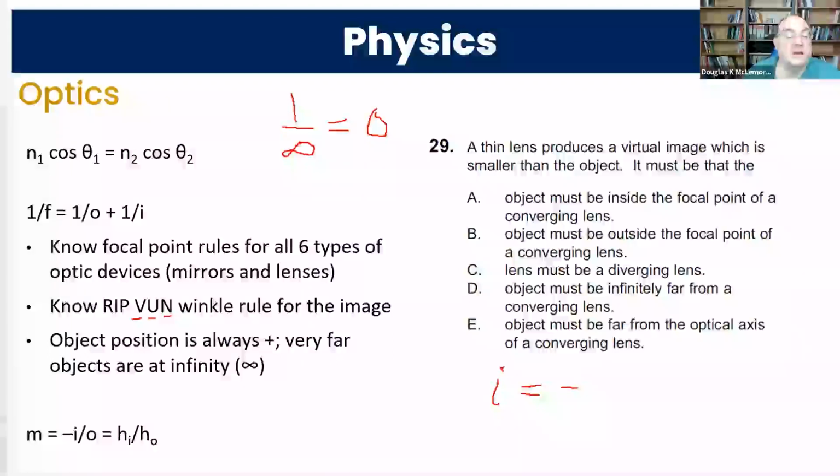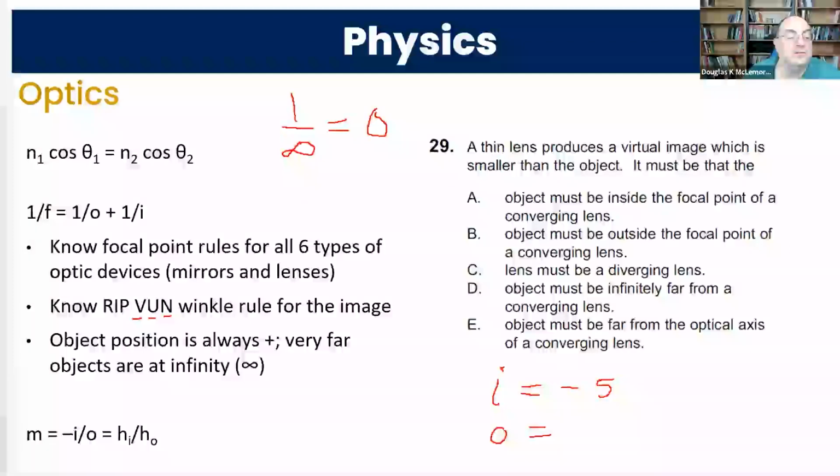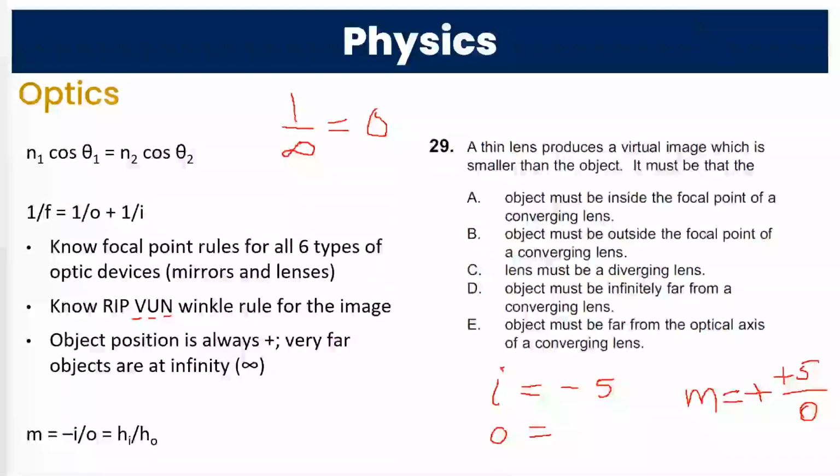So here's where I start just picking numbers. Let's say I've got a -5 for my image. What then could be my O? They're telling us it's a virtual image, which also tells us it's upright, which means my magnification needs to be positive. That's going to happen if I've got -5 over O. So what could be a possible value for my object to make that magnification less than 1? 10. Okay, let's say plus 10.